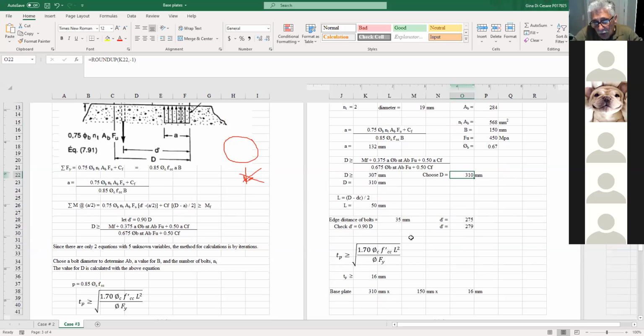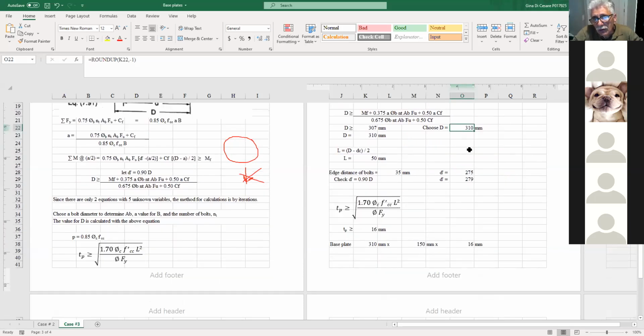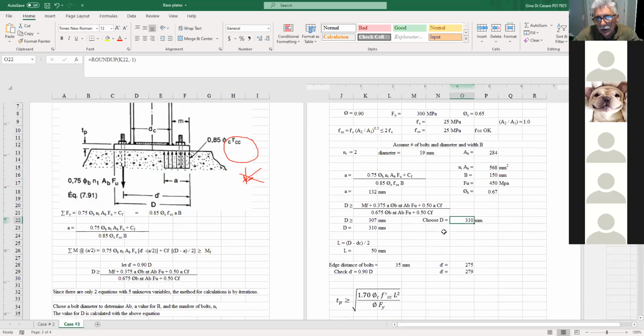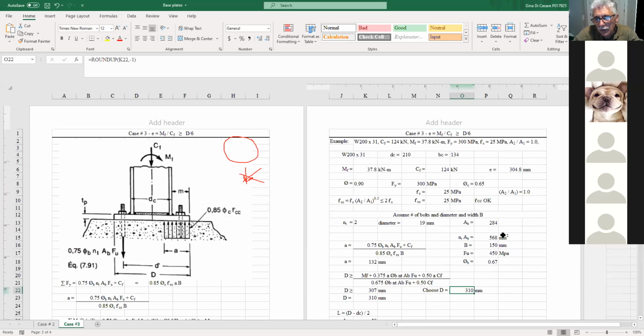And this is the equation that we use to calculate the thickness. After I've gone through a few iterations last week, I end up getting a plate thickness that needs to be 16 millimeters. So we can say all the exterior base plates can be 310 by 150 by 16 millimeters thick. And what I want to see in your calculations is just a copy of this spreadsheet. That's it. I'm going to be sending this to you either today or no later than tomorrow.